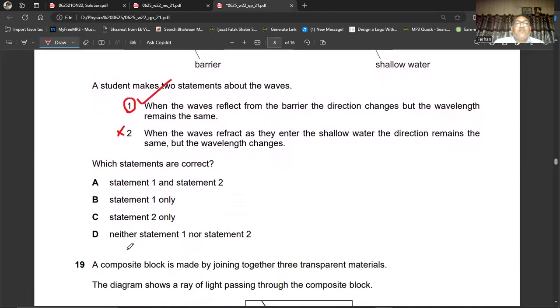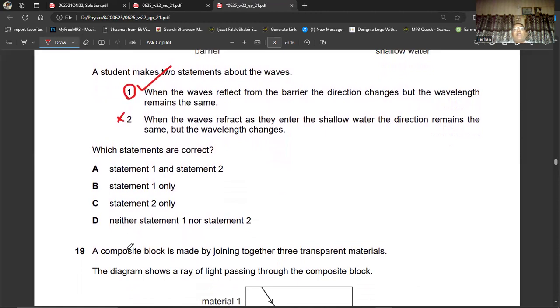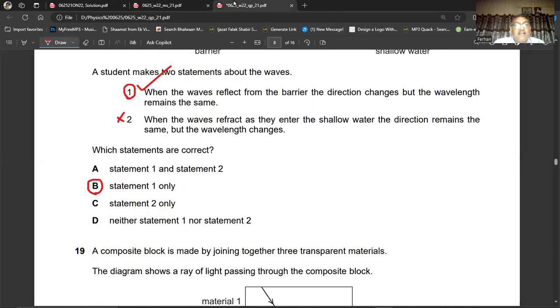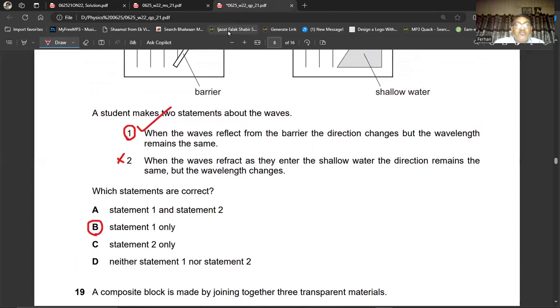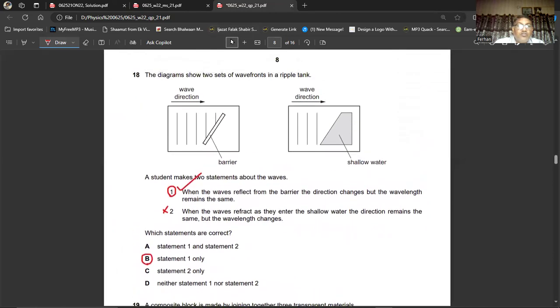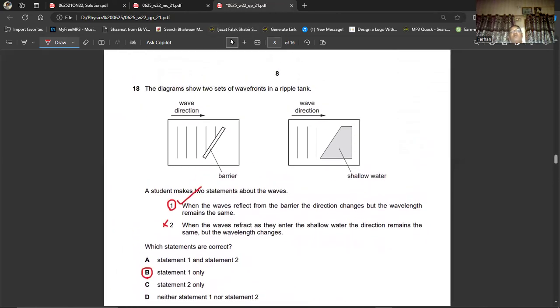Which statements are correct? Statement 1 and 2, no, statement 1 only. Statement 1 is correct, statement 2 is not correct. So question number 18, B is the right choice, sir. If you want to see the whole of the question, let me show you. Hopefully now this is showing up on your screen.